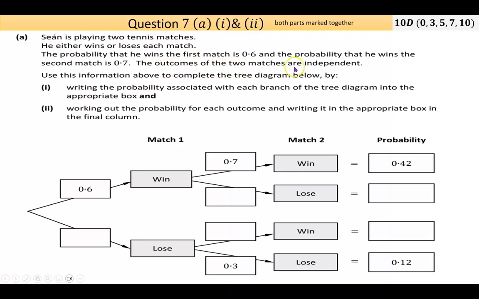The outcomes of the two matches are independent of each other. So winning the first match doesn't affect the winning of the second, although in reality the psychology of it could play in. But we're going to assume there's no crossover. So use the information above to complete the tree diagram below by writing the probability associated with each branch of the tree diagram into the appropriate box, and working out the probability for each outcome and writing it in the appropriate box in the final column.